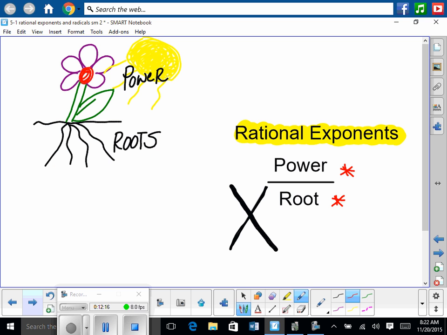So that's an easy way. That picture will really hopefully help you remember quickly how to rewrite these things. Instead of just memorizing it, think of your picture of your flower with your roots on bottom, your power on top. Does everybody got that down? You get the picture.